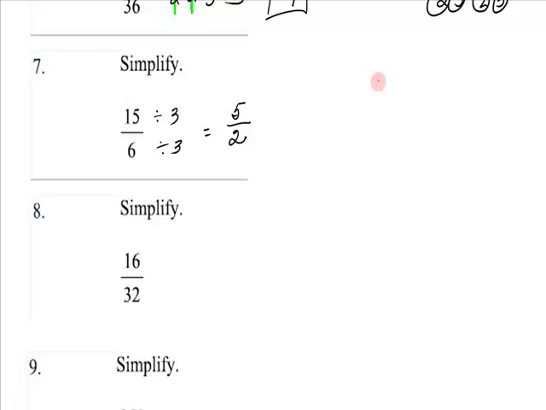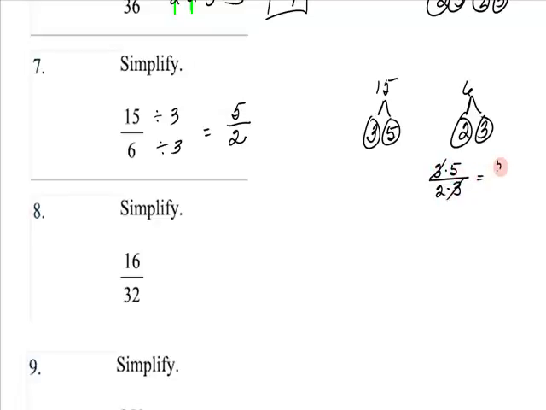The other option was the prime factorization. Let's see, this is 3 times 5, and those are primes. And this is 2 times 3, and those are primes. So 15 is the same as 3 times 5, and 6 is the same as 2 times 3. Those divide out, and I'm left with 5 over 2, and I leave it improper. Okay?